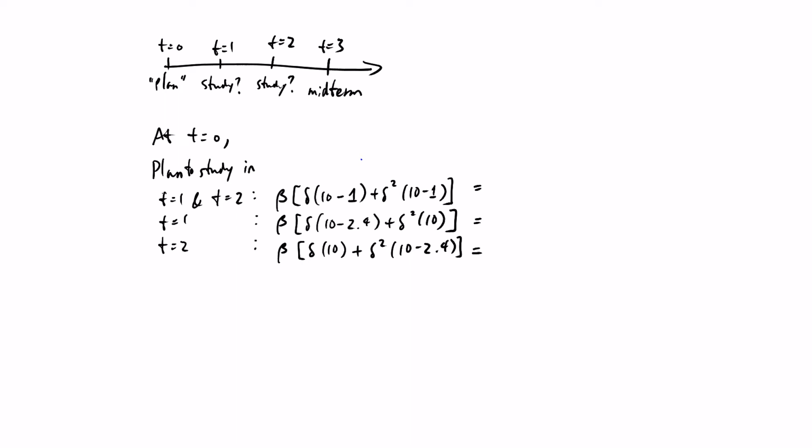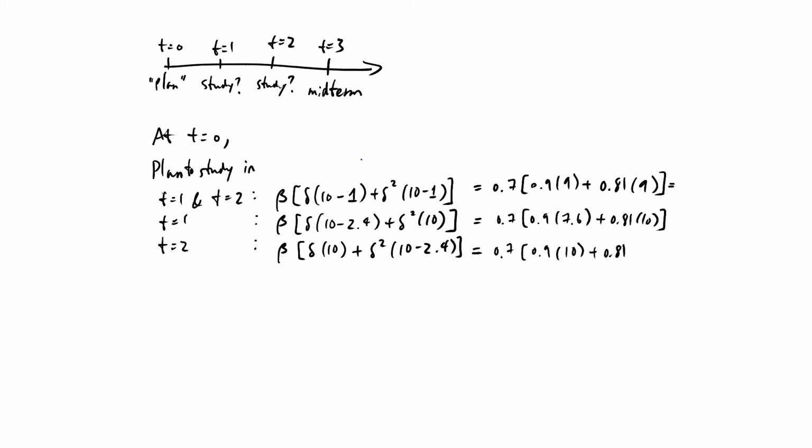Now let's see which one is the best. So you have 0.7 times 0.9 times 9 plus 0.81 times 9. The second case is 0.7 times 0.9 times 7.6 plus 0.81 times 10. And the final case is 0.7 times 0.9 times 10 plus 0.81 times 7.6.